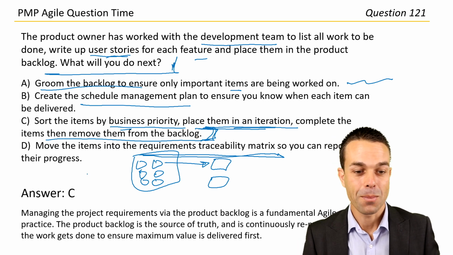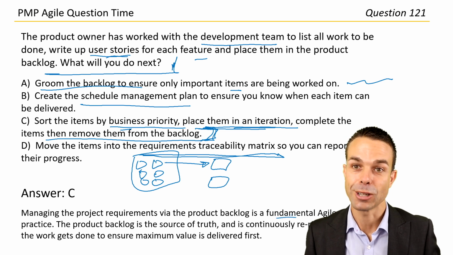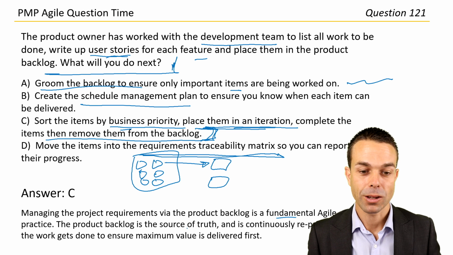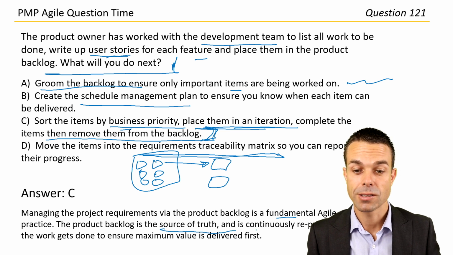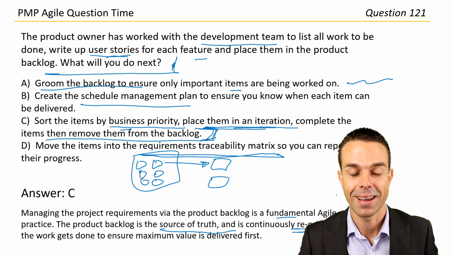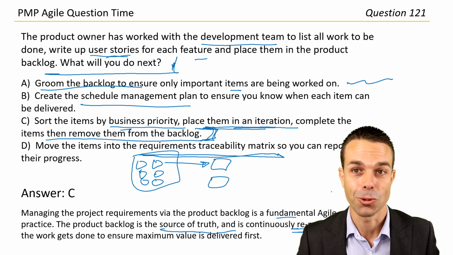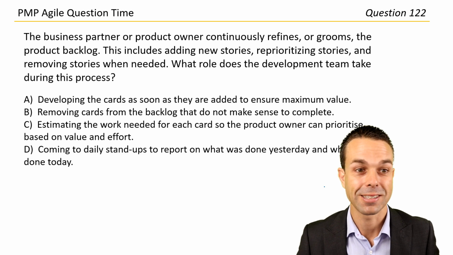There it is. Managing the project requirements via the product backlog is a fundamental Agile practice. The product backlog is the source of truth and is continuously reprioritized as the work gets done to ensure maximum value is delivered first. And that's a really great way to work. And also we're up to the last question for today. So well done, guys, you've done great. Let's see what we've got.